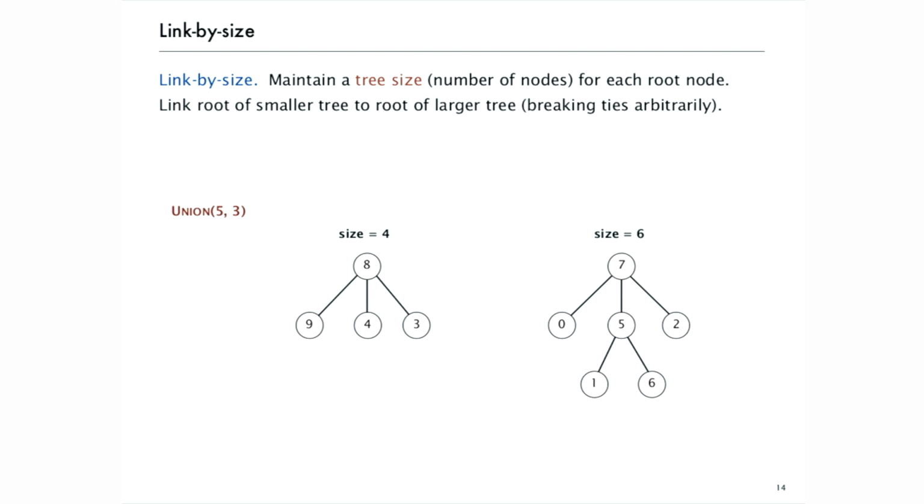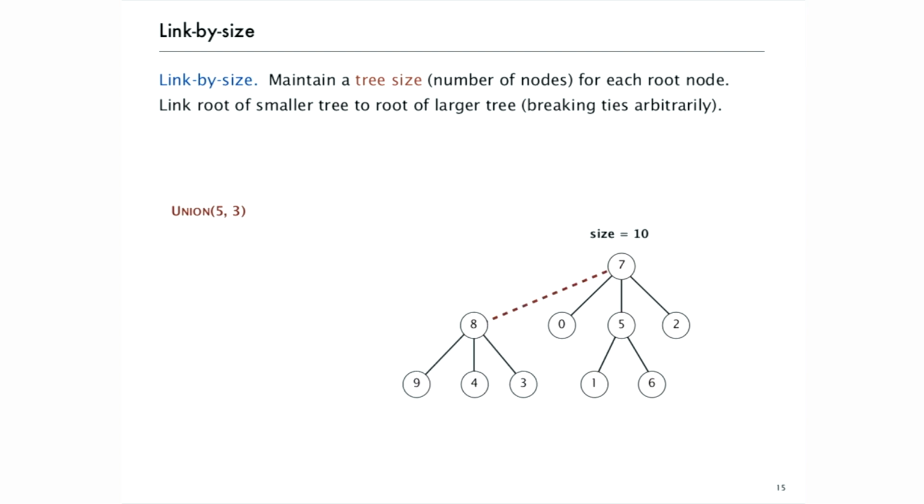So here, what will happen? Now I have 5, 3. I look at 5. 5 is here, 3 is here, but who will link to whom? This guy has a smaller size, so I should link him to the other guy. That's it. And I update the size. Whatever this size plus this size is, that is the new size of this tree or set.